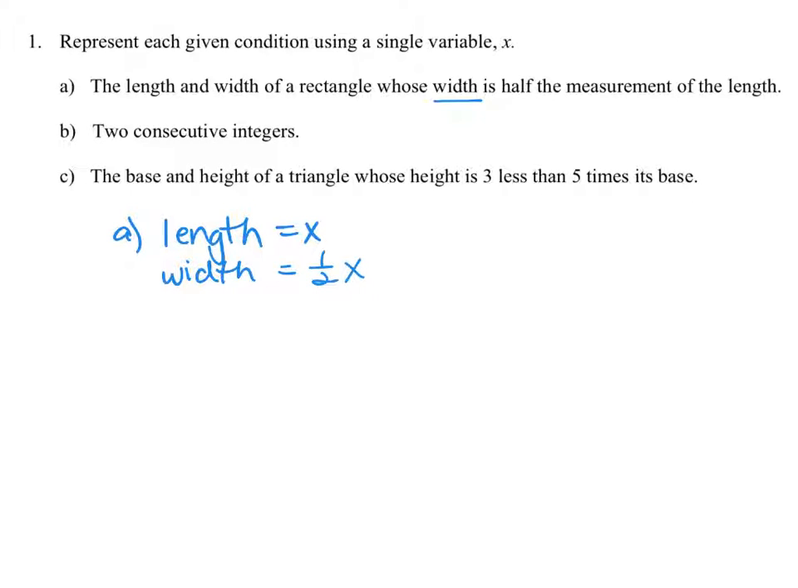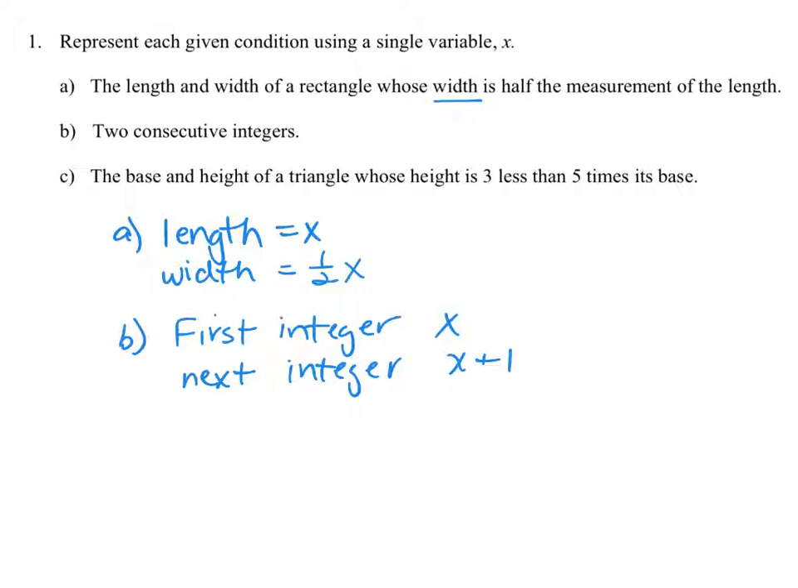In part B, we want to represent two consecutive integers. So let's begin with the first integer. We can assign the variable x. And then the one immediately following would be the next consecutive integer. The next integer is found by adding 1 to the previous. So x and x plus 1 would be the two consecutive integers.